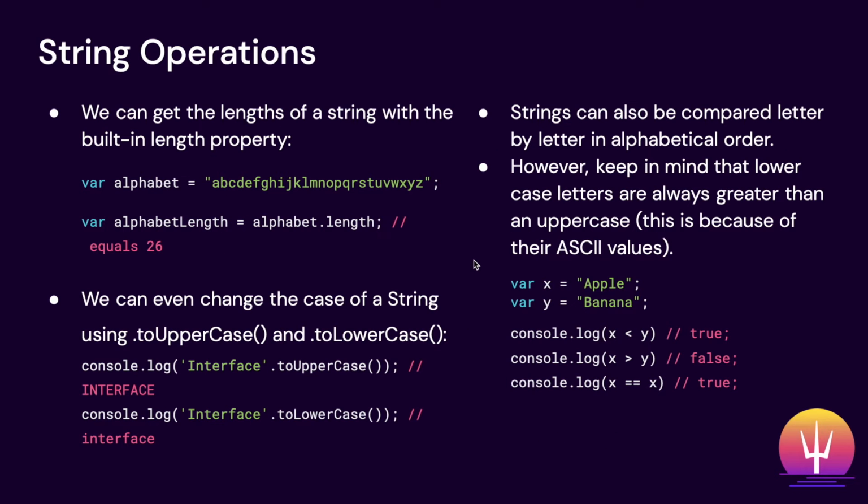We can get the length of strings with the built-in length property. So if we wanted to know how many letters there were in the alphabet, you can use your variable, create a new variable called alphabet_length, and then we can use .length to get back the number of letters in the alphabet.